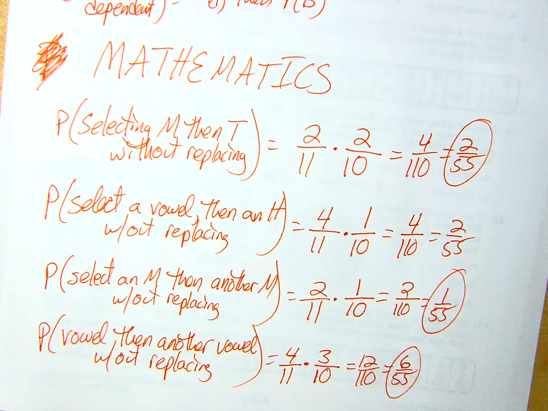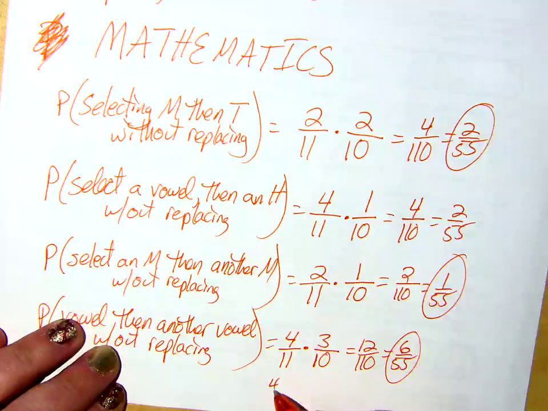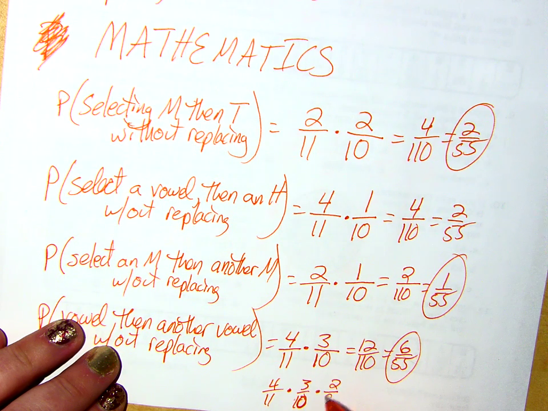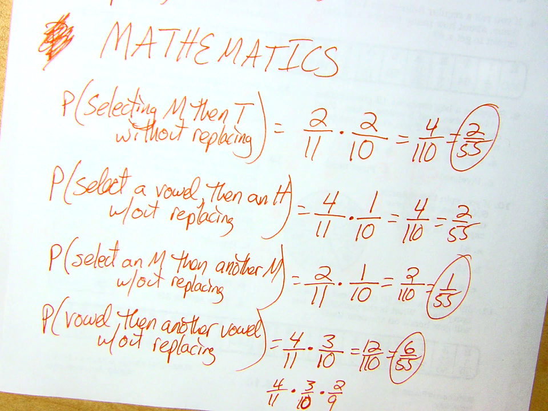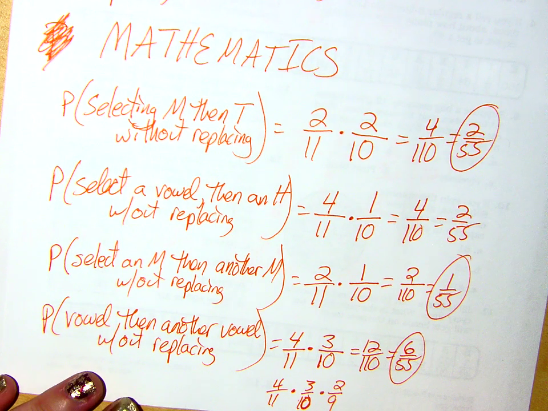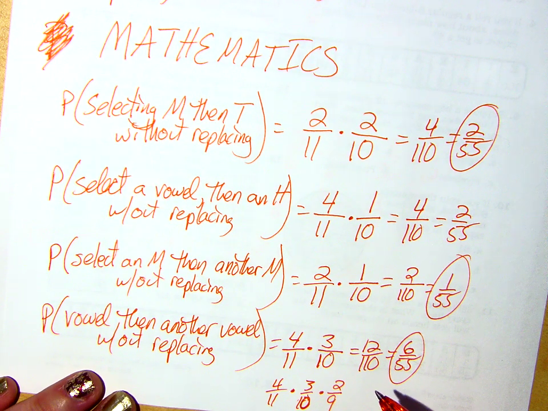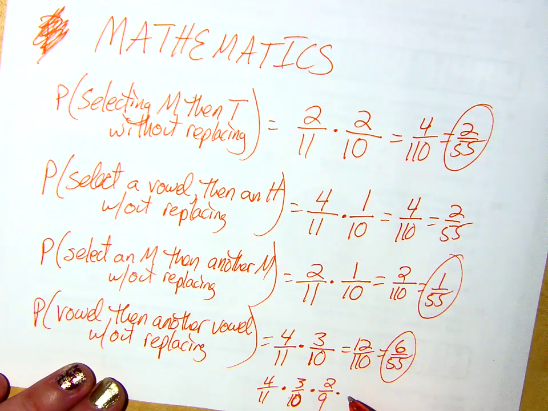Guys, what if I wanted you to pick 3 vowels in a row? You'd have the first 4 out of 11, the second 3 out of 10. What would the third one be? 2 out of 9. Isn't that something? What would the fourth one be? 1 out of 8.